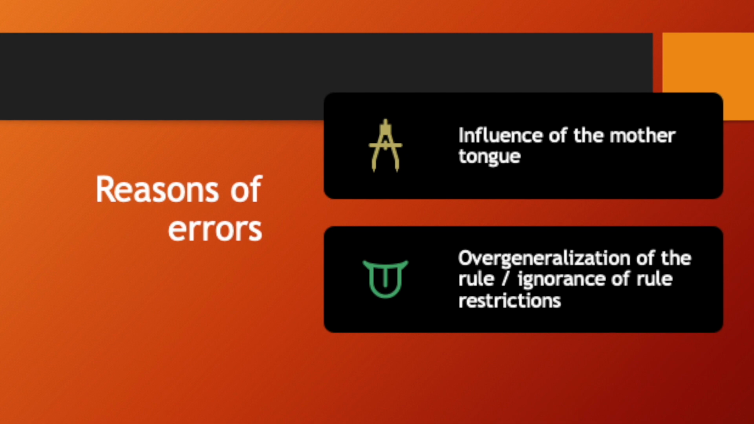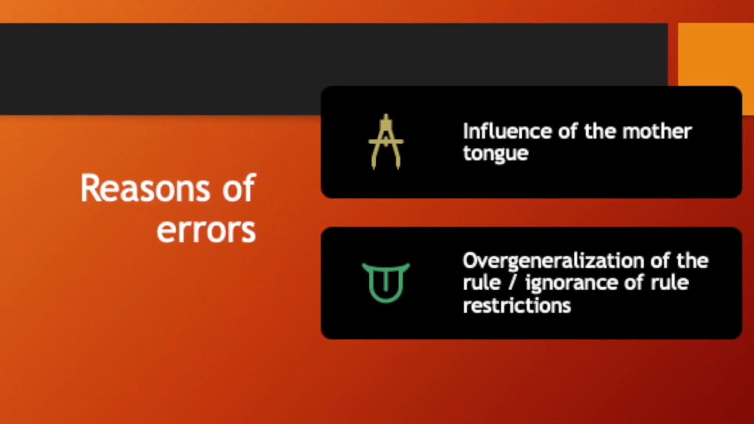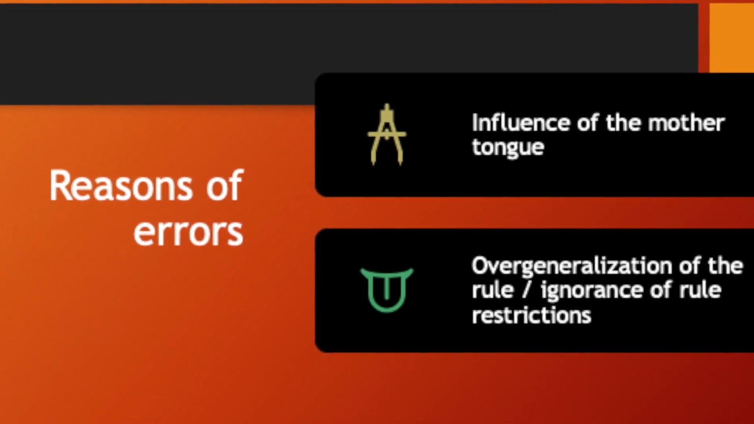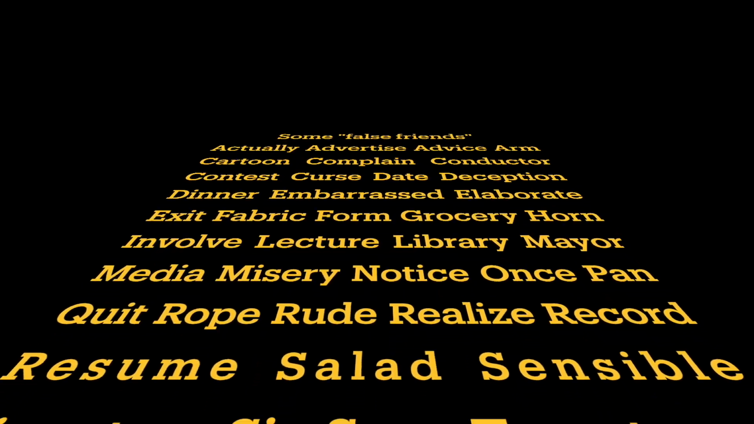There are 2 main sources for errors. The first one is the influence of the mother tongue, and the second one is the overgeneralization of the rules, which goes together with ignorance of the rule restrictions. So let's take the first one. For example, in vocabulary, it would be the false cognates or false friends, where students think that a word they know in Spanish should be the same as the one they think of in English. So you find people saying, for example, assist is asistir and attend is atender. So have a look at some of these words and begin to compare how many of these your students may be using or have used in your particular case.